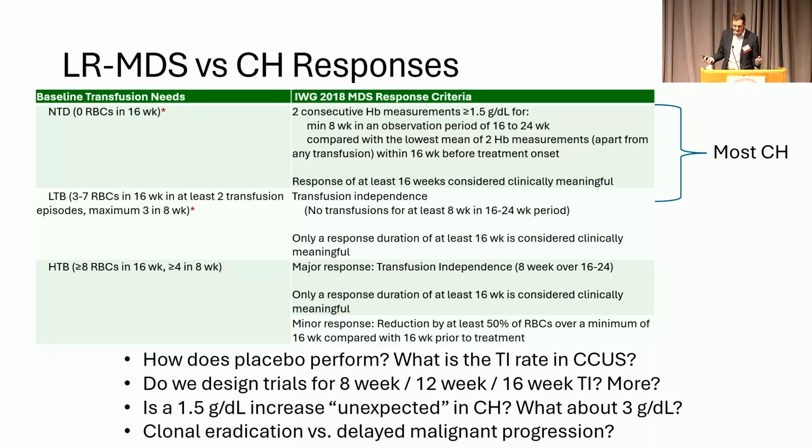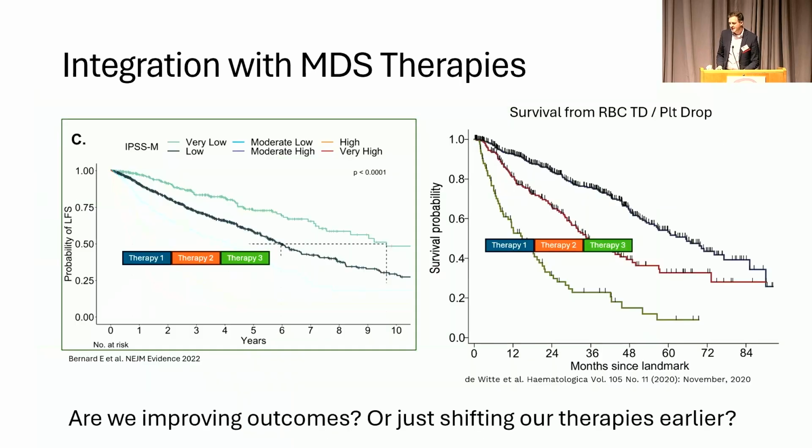Do we design trials that need 12-week, 16-week, 24-week, 1 year transfusion independence? Is it a time to transfusion dependence type of marker? Do you need to be 1.5 grams per deciliter, or should it be 3 grams per deciliter? And does it have to get rid of the clone, or are we going to wait 10 years for 50% of people to get a second malignancy?